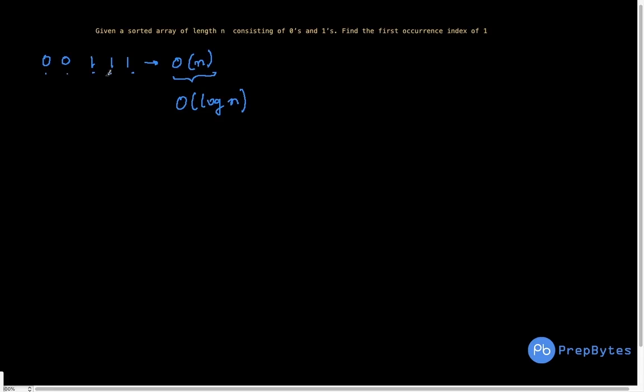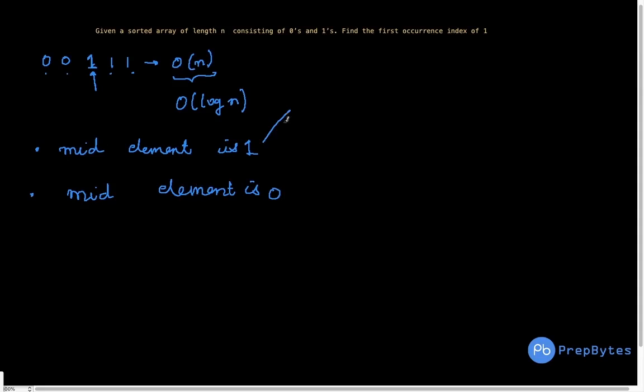We have to find the first occurrence of 1. So we'll check the mid element, like we do in binary search, where we keep on dividing the array into halves. What are the several situations? Situation number one is that the mid element is 1. Another situation is that the mid element is 0. In case the mid element is 1, there are again two situations.